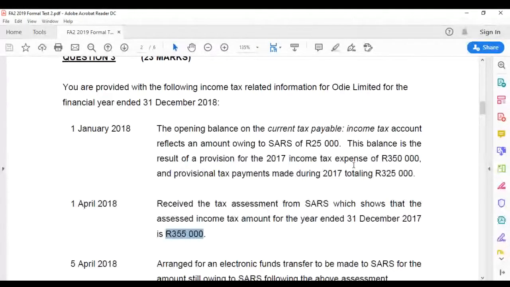Yes, we only provided 350,000 rand, but we should have provided 355,000. So that means we didn't provide enough. It means we have to go and provide for more. So what do we call the situation that we find ourselves in here? Did we last year have an over provision or under provision? Just type over or under. Was it an over or under provision last year?